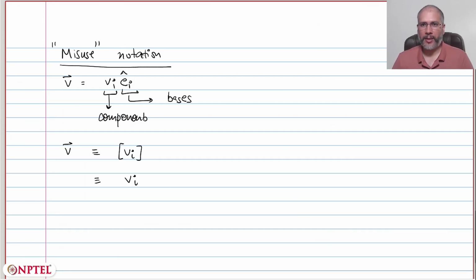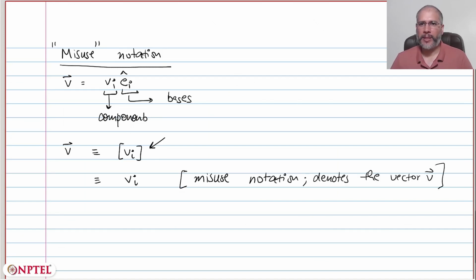Because Vi till now we said refers to just the components of V. So if I put i equal to 1, I get the first component. If I put i equal to 2, I get the second component. And if I put i equal to 3, I get the third component. So to differentiate the components from the whole vector, we used to put these square brackets. But in the misuse notation, we remove the square brackets and we accept the fact that Vi actually denotes the whole vector V.